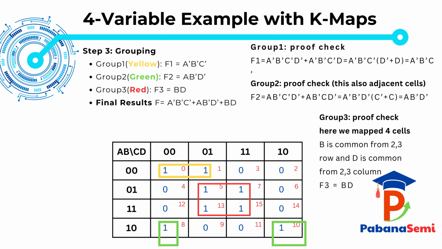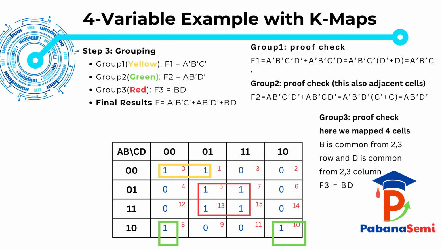01. Here, variable A is complemented, variable B is complemented, variable D is complemented, variable C changes, so it is eliminated. From the proof check, F1 equals A prime B prime C prime D prime plus A prime B prime C prime D. Factor the common terms. F1 equals A prime B prime C prime. Since D prime plus D equals 1, the expression simplifies to F1 equals A prime B prime.